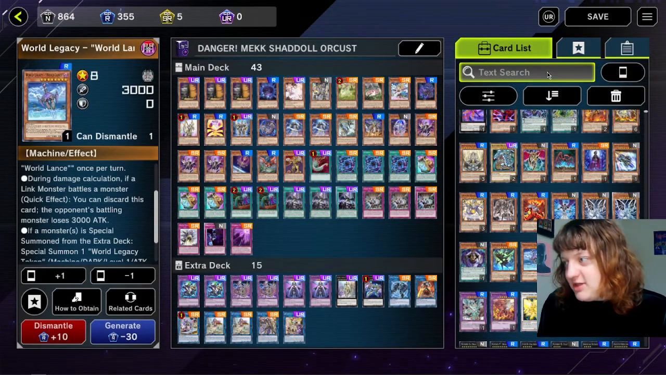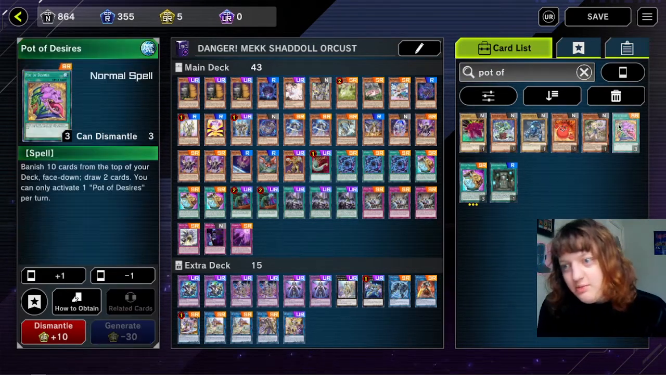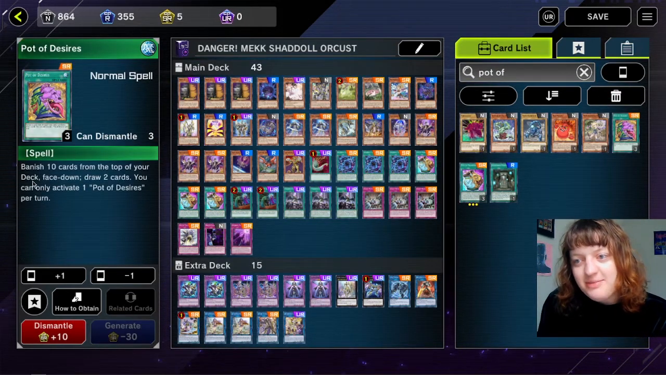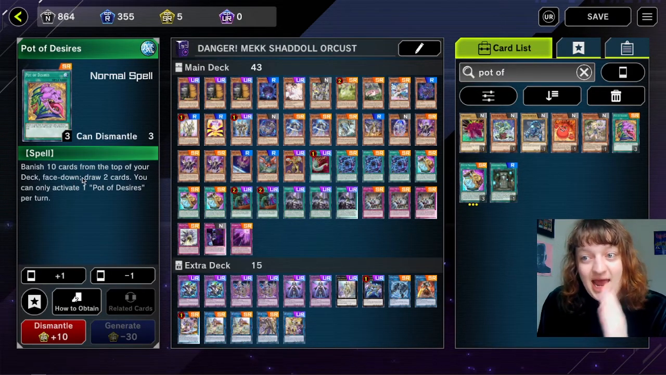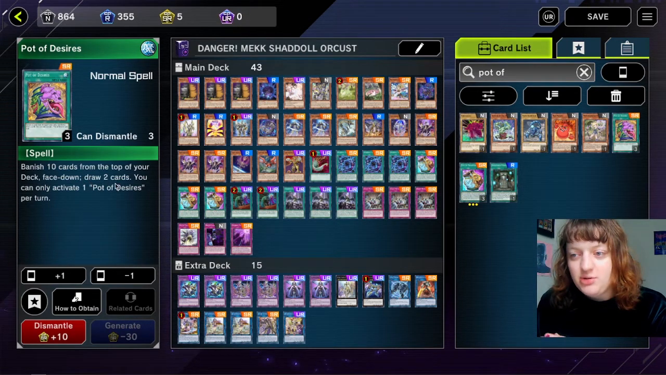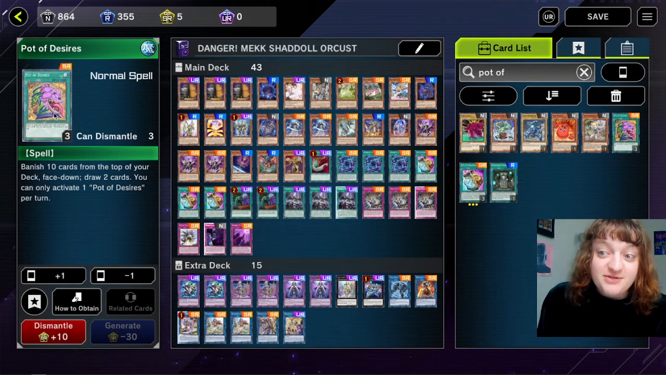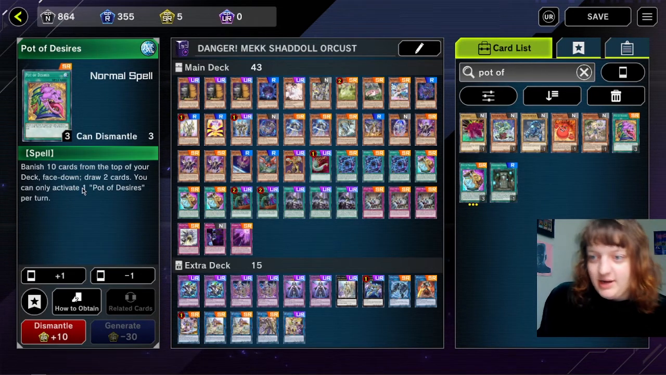If we just look at Pot of Desires real quick, here we can see, banish 10 cards from the top of your deck face-down. There's the semicolon, right? So the banishing is going to happen right when you activate the card. And then after the semicolon is when you draw 2 cards. So even if the effect of the card gets negated, anything before the semicolon is the cost, right?